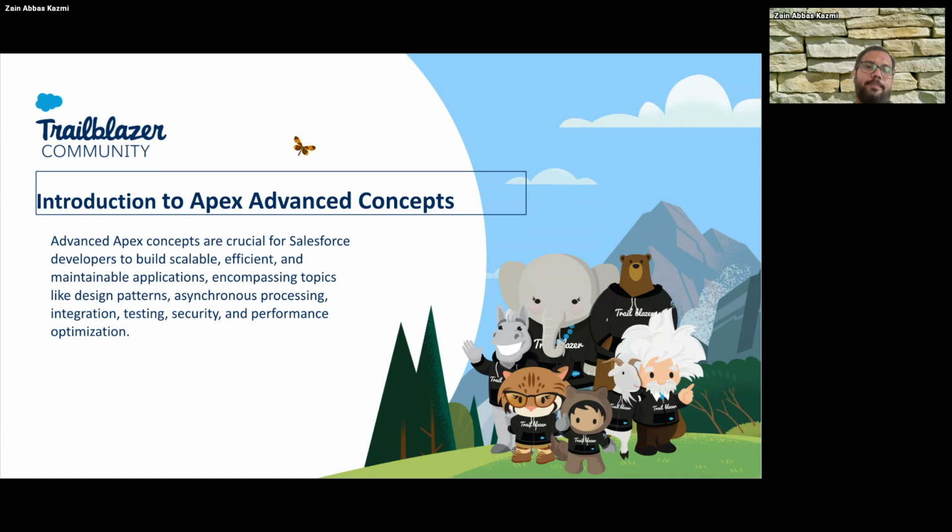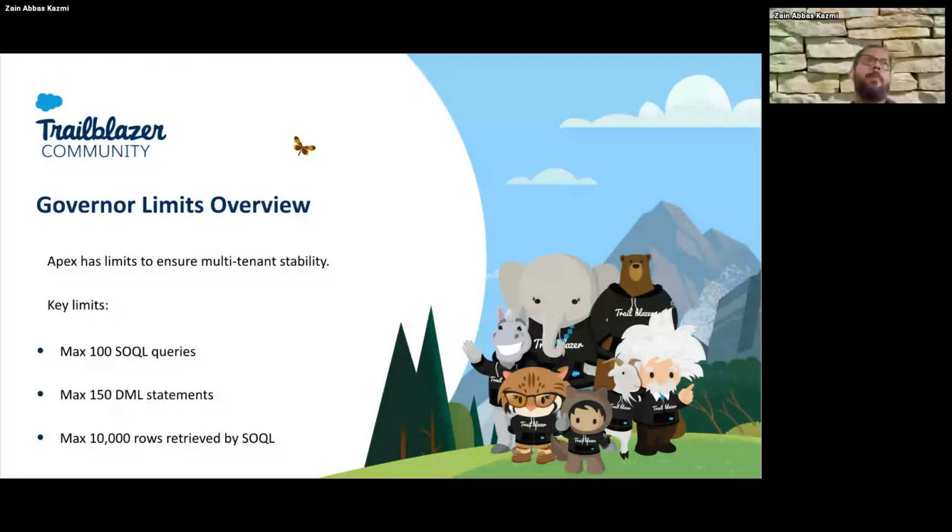Let's start with governor limits. When we talk about Apex, we have to keep governor limits in mind, because we cannot write code very freely. We work in a multi-tenant architecture where shared resources are being shared between different servers or different orgs of Salesforce. So we have to be very careful when writing code, particularly about the limits.